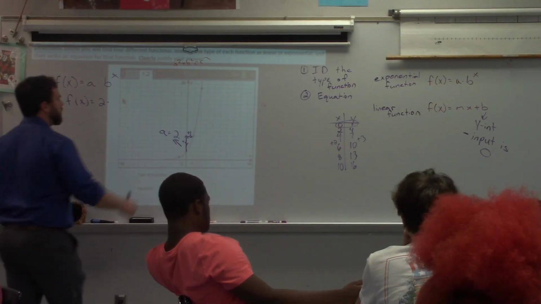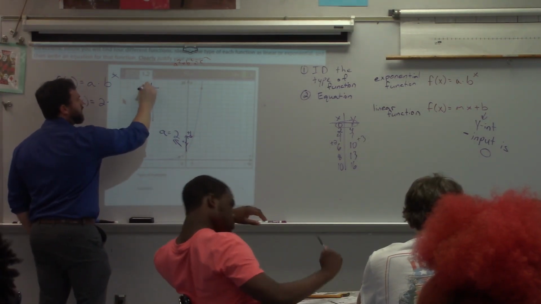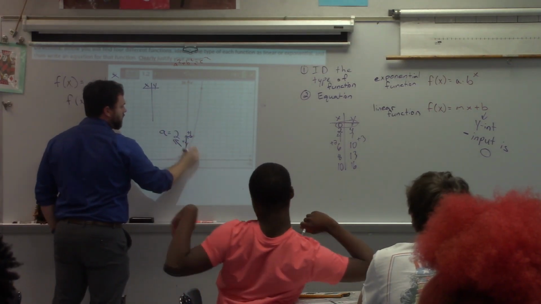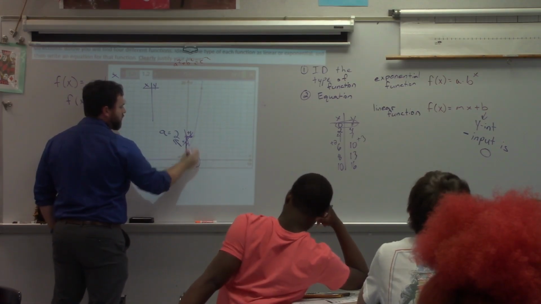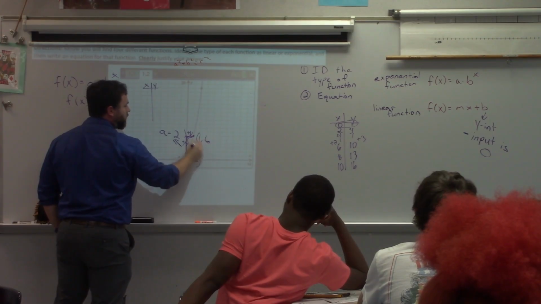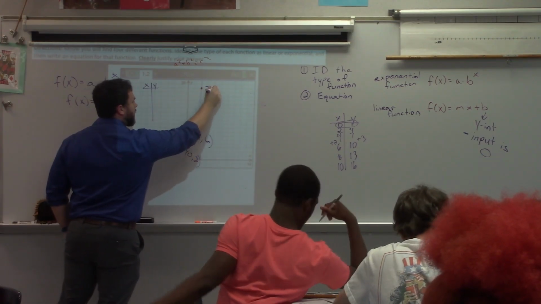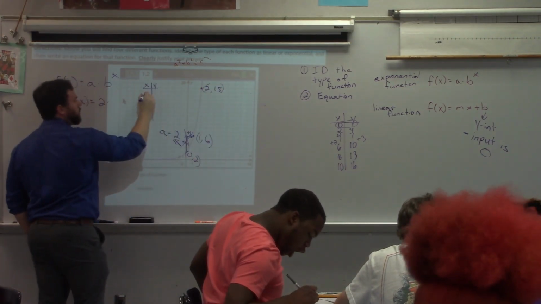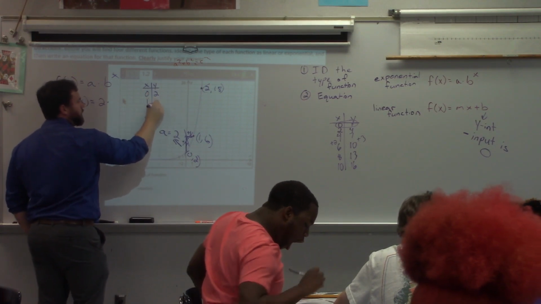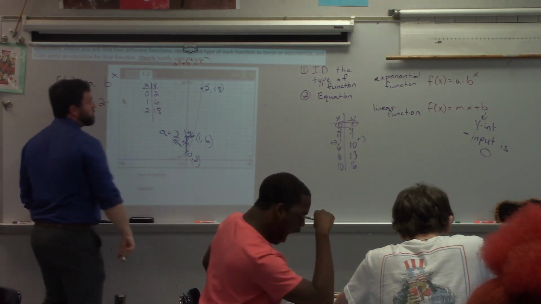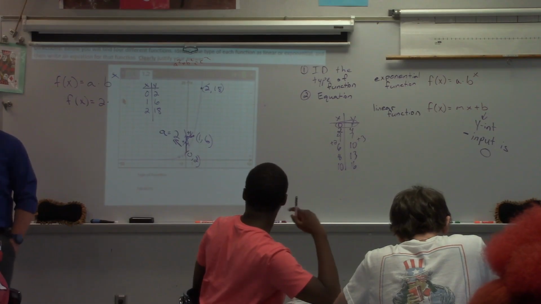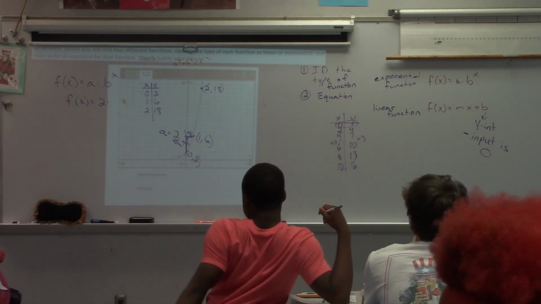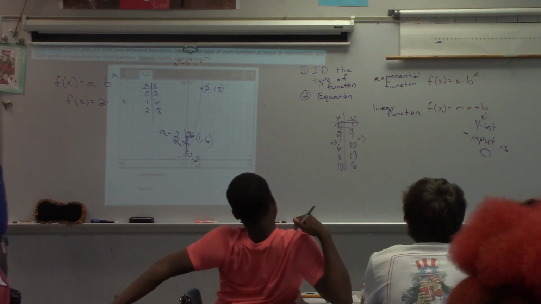A table. Guys, if we convert this to a table, these are my points. All I have to do is label them, and then I just put it into the table. 0, 2, 1, 6, 2, 18. Notice I'm not multiplying by 4. What am I multiplying by? 3.